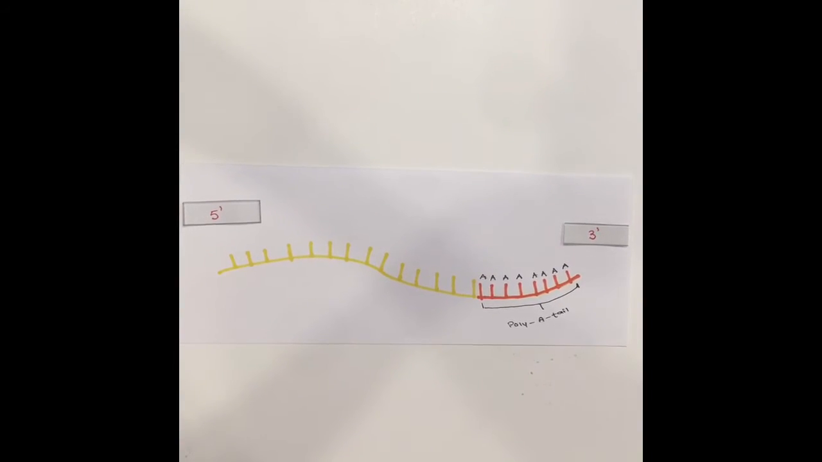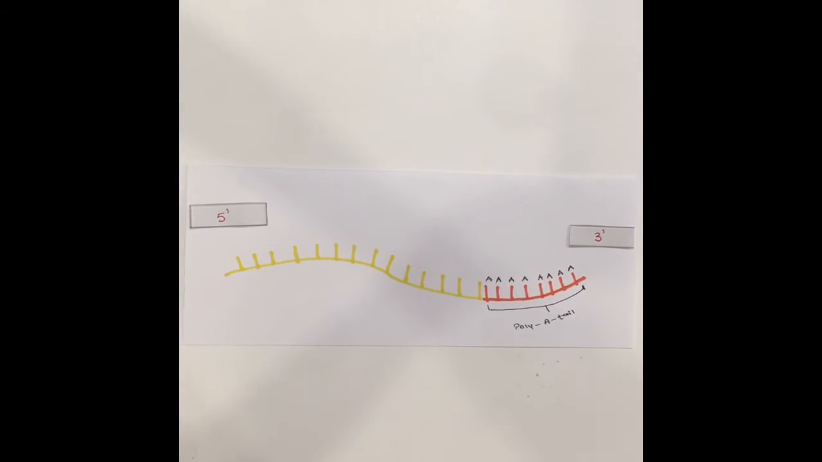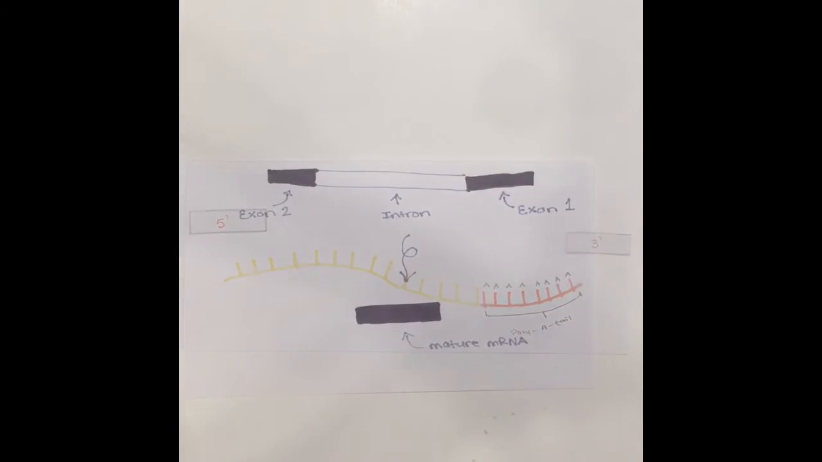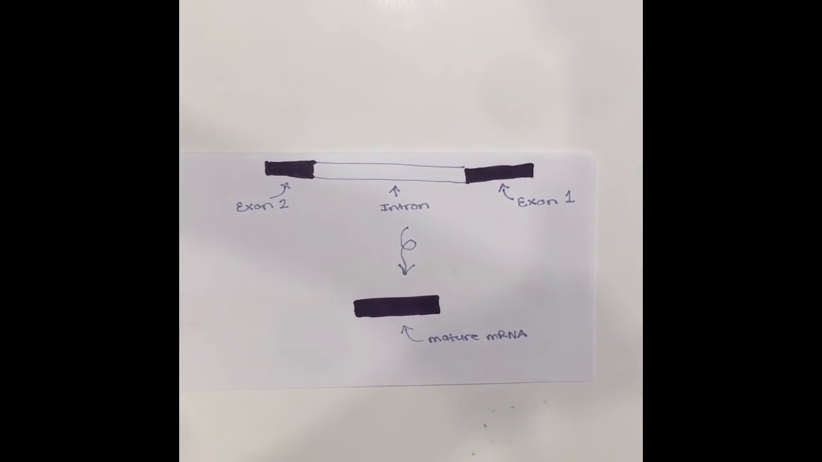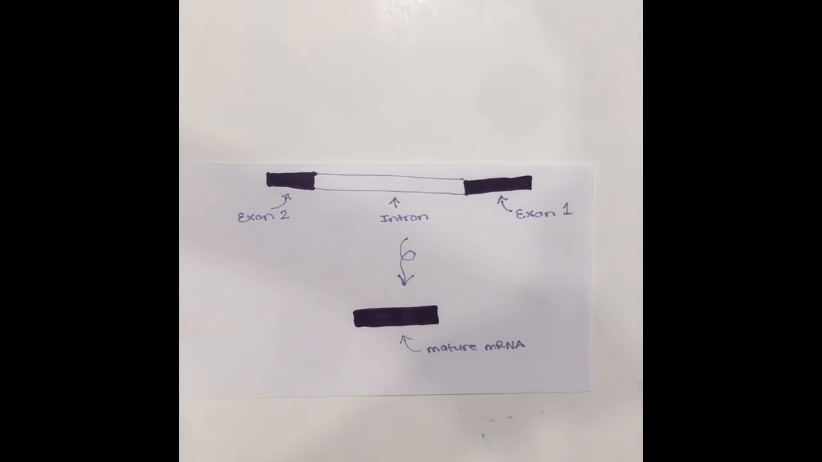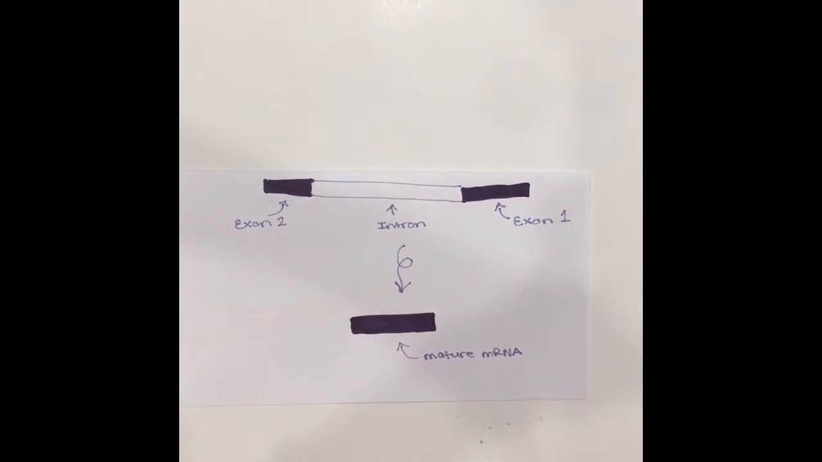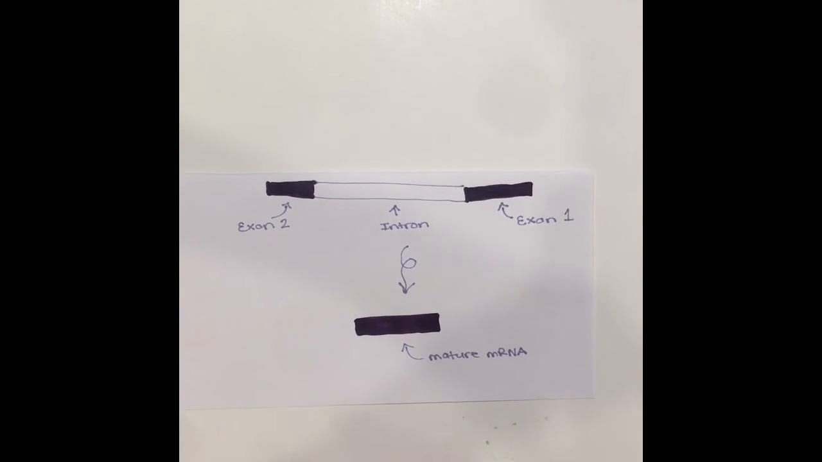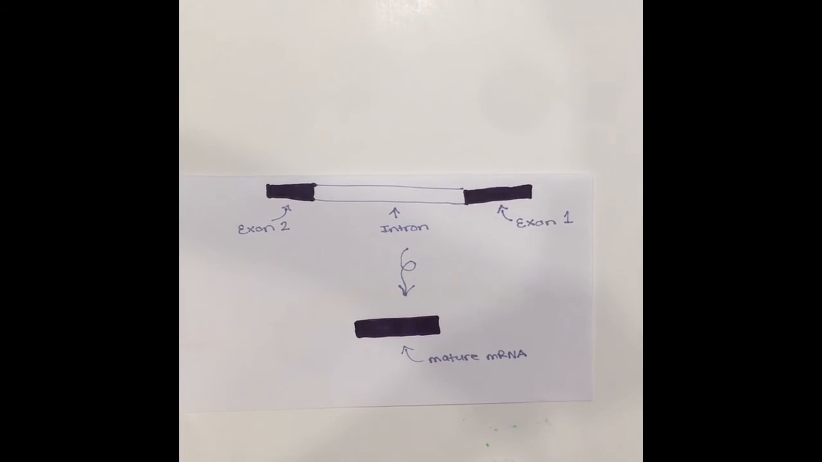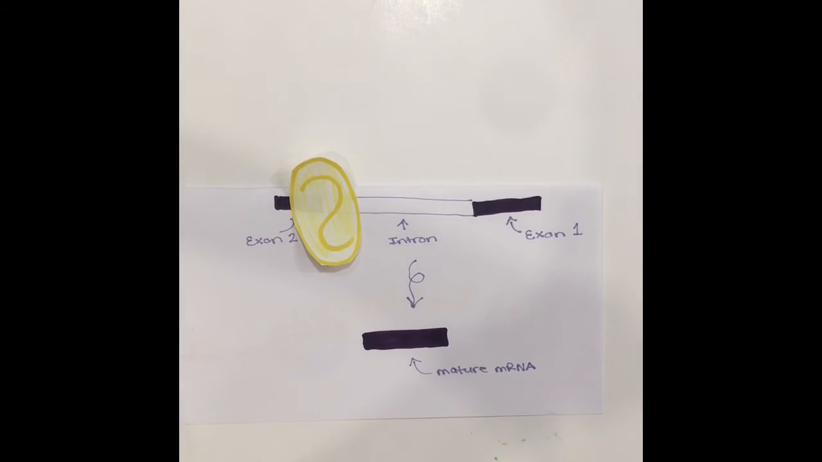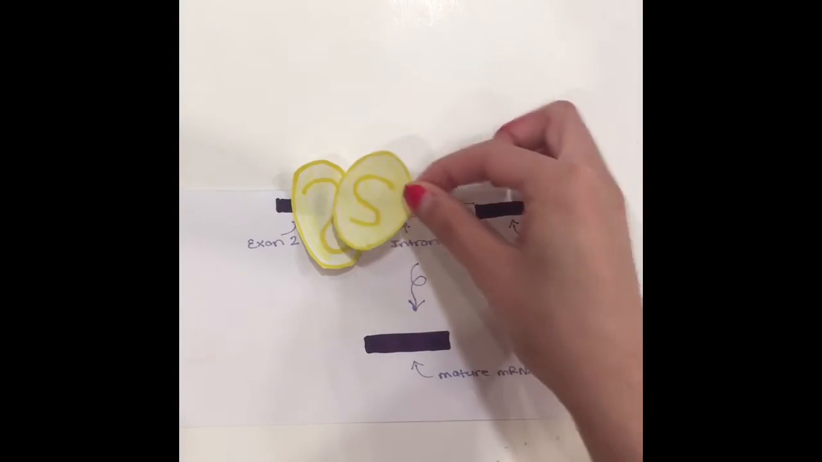Both the 5' cap and the poly A tail allow the mRNA to exist longer in the cytoplasm. The next modification is splicing, which is similar to cutting and pasting. So here, the non-coding regions, which are the introns, are being cut, and the coding region sequences are pasted together. These are accomplished by the spliceosome complexes, which are made of snRNA, and SNRPs, which are proteins.